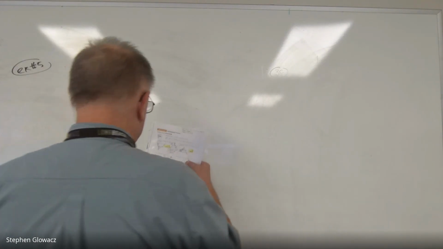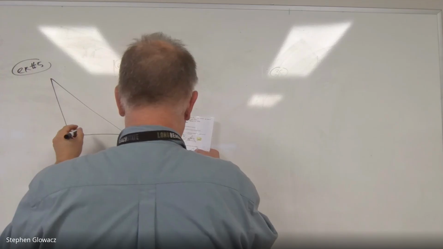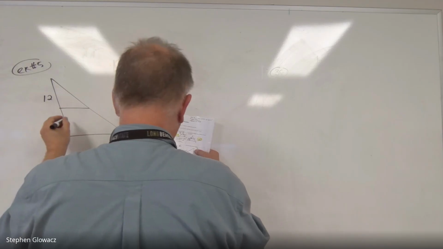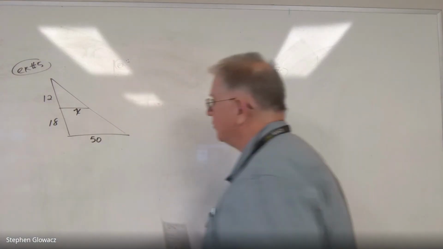So for problem number 5, we have this triangle here. And let's go ahead and draw this. We have 12, we have 18, we have x, and we have 50. All right, what they want us to do is solve for x.